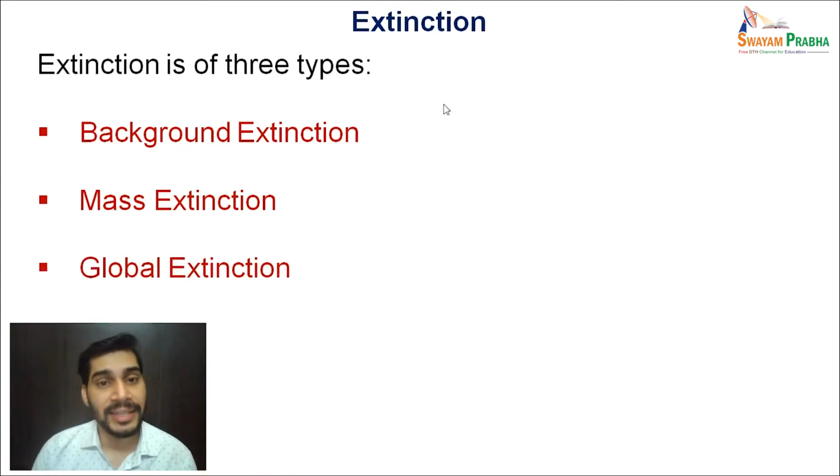And lastly, there is a category called global extinction. If you see in terms of level of extinction, or in terms of loss of biodiversity, it increases from background to mass extinction and then to global extinction. So global extinction is the highest level of extinction, where most of the species, or in fact all of the species, get extinct.